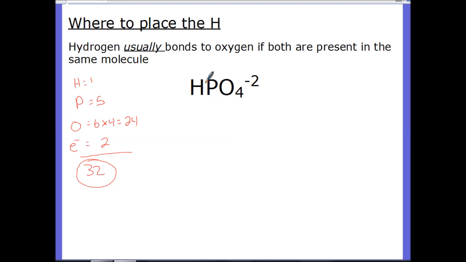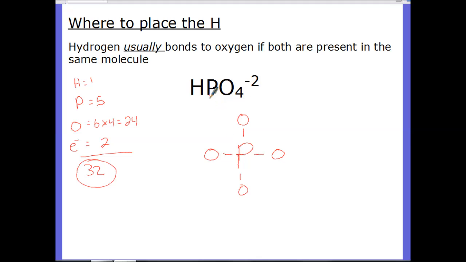Alright, my central atom is never hydrogen, and there are too many oxygens, so let's put the phosphorus here. So the phosphorus is going to be in the center. And what's going to happen is the oxygens are going to bond to my phosphorus. Alright, now what's left is the hydrogen, where to place it. Oftentimes you're going to place it right here. That's a no-no. Don't put that hydrogen on the phosphorus.